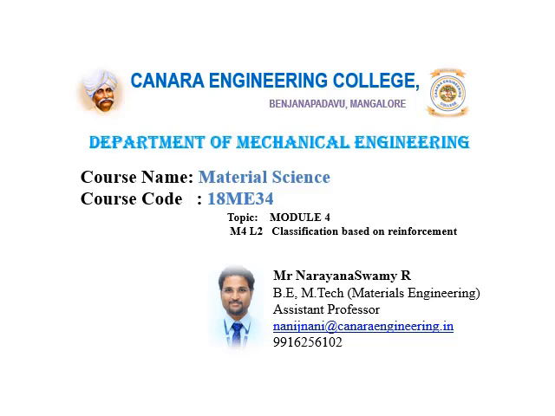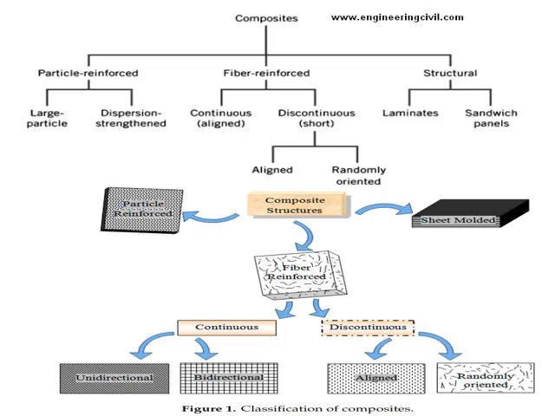So, moving on to the second classification, where the composite materials are classified on the basis of reinforcement. Reinforcement is the one which is going to decide the strength of the composite material as well as the interface. So, if you see here, the composite materials are classified on the basis of reinforcement as particle reinforcement, fiber reinforcement and structural composites.